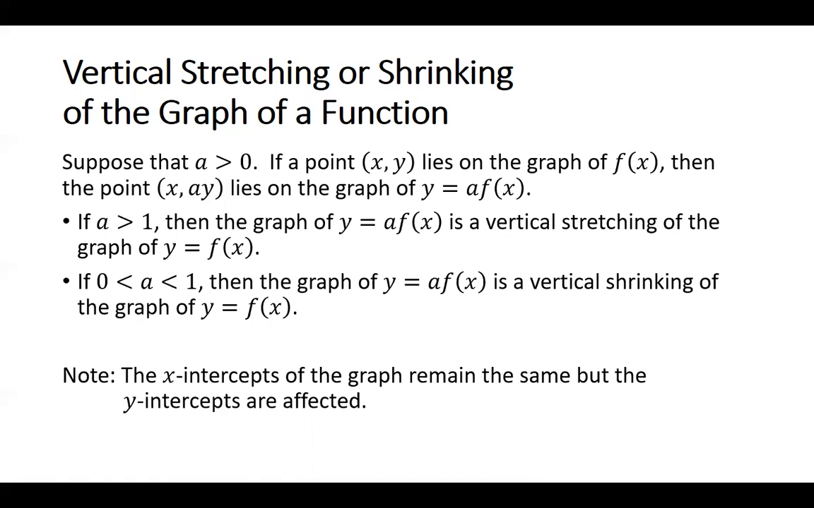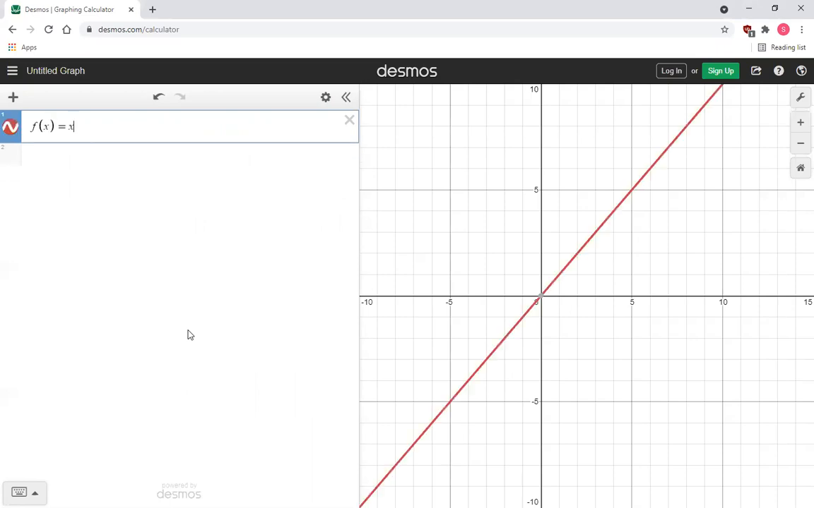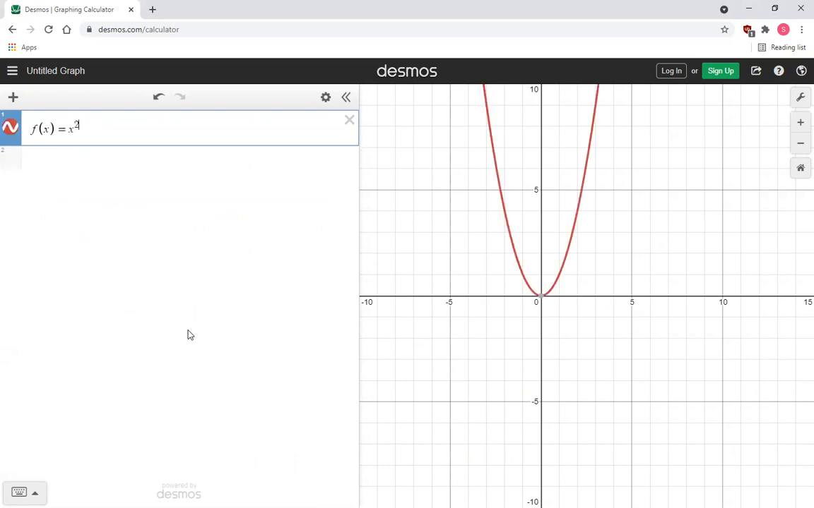So let's pop over to one of my favorite graphing programs, which is Desmos.com, or I should say graphing calculators on the web, Desmos.com. So let's see what we're talking about here. So if I make f(x) equal to x squared, we see this function that f(x) is equal to x squared.